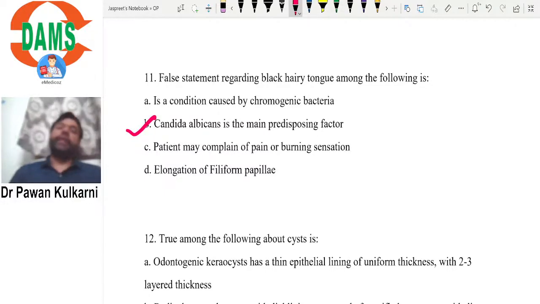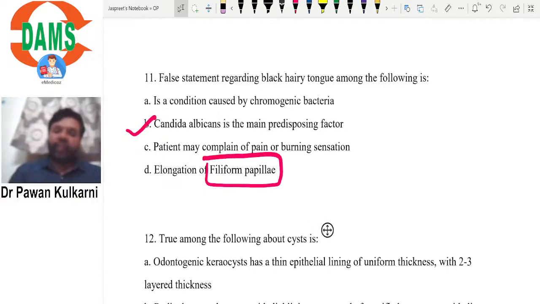Elongation of filiform papillae. So why is black hairy tongue seen? Basically because of the hyperplasia of filiform papillae. So there is nothing to do with Candida in case of black hairy tongue or hairy tongue. Candida is not associated with a hairy tongue. That is a concept, a single-liner MCQ that is frequently asked, so we should be aware of this fact.